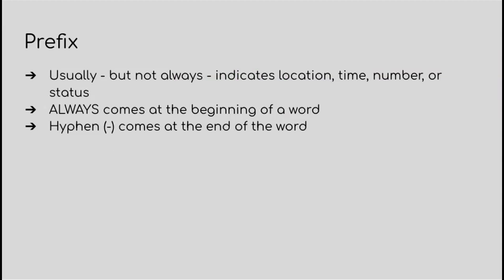Prefixes are usually, but not always, indicative of the location, the time, the number, or the status. I like to use the example of pre and post. Pre means before, post means after. So this would indicate the time, for instance. It always comes at the beginning of the word, and a hyphen always comes at the end of the word if it's a prefix. But be aware, a lot of words don't have prefixes. Their word root is sufficient, but they always have to have a word root and a suffix.